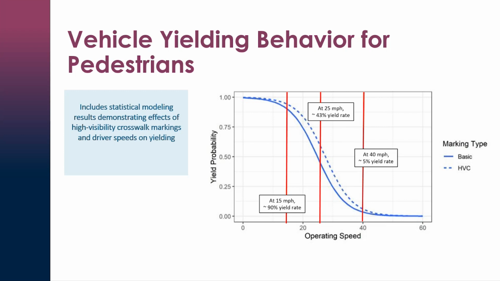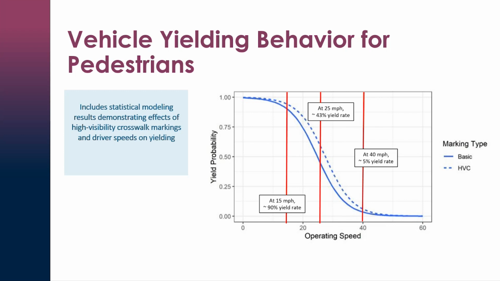And it does. You can see here the solid line is the basic crosswalk, and the dashed line is the high visibility crosswalk. So there is definitely a difference in yielding behavior based on the type of crosswalk. What was interesting though is that we also found, as a consequence of the investigation, that the yield rate by speed significantly changes. So when we had the conversation about vehicles yielding to pedestrians, there is a significant difference in vehicle yield rate to pedestrians based on speed.